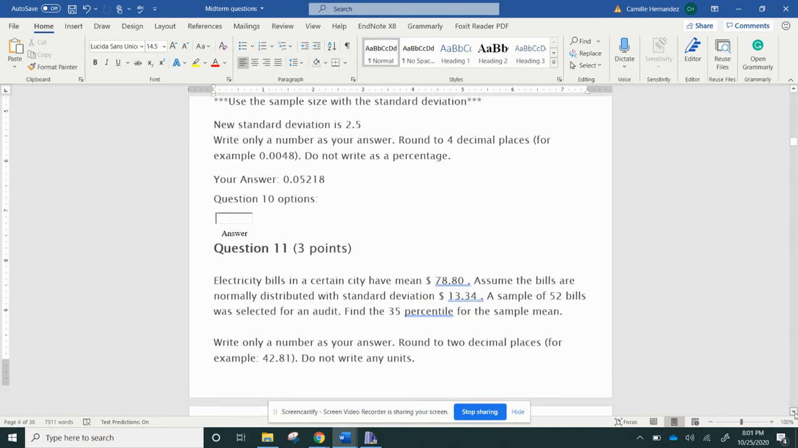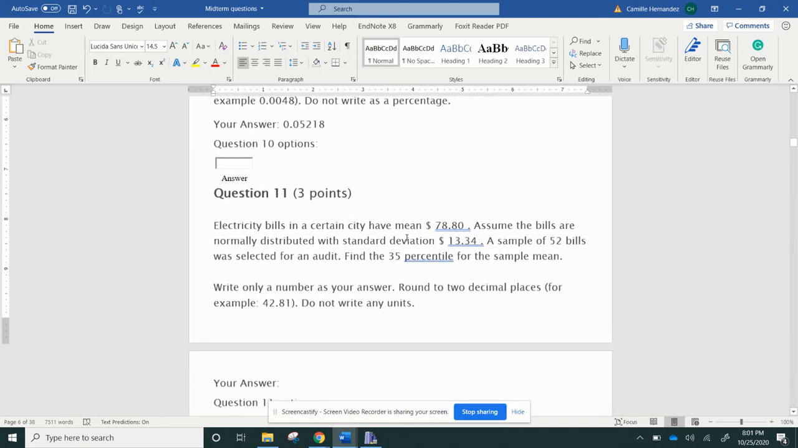All right. Electric bills in a certain city have a mean of 78.80. Assume the bills are normally distributed. Again, I'm picking out what I need to, with a standard deviation of 13.34. A sample of 52 bills, okay, was selected for an audit. I'm going to do that a different color because that's important.